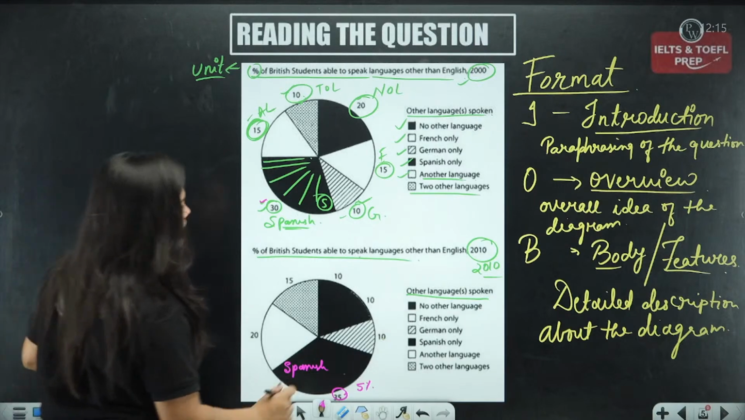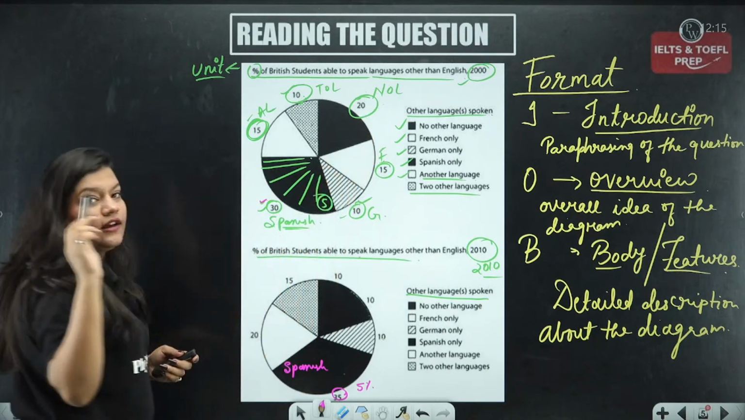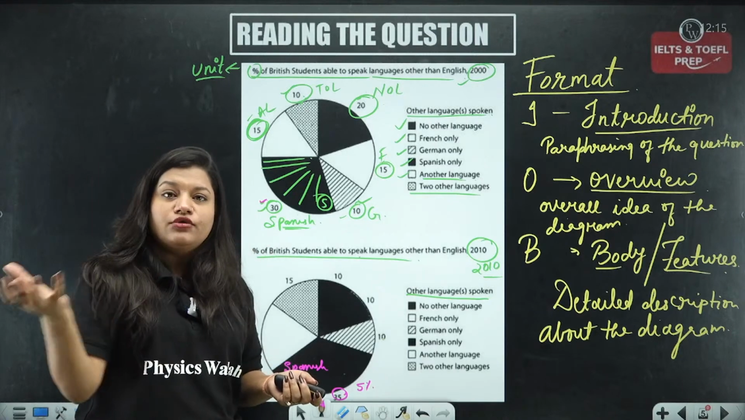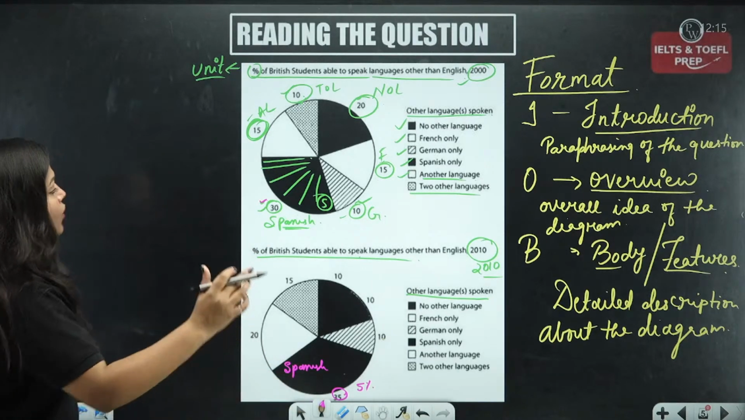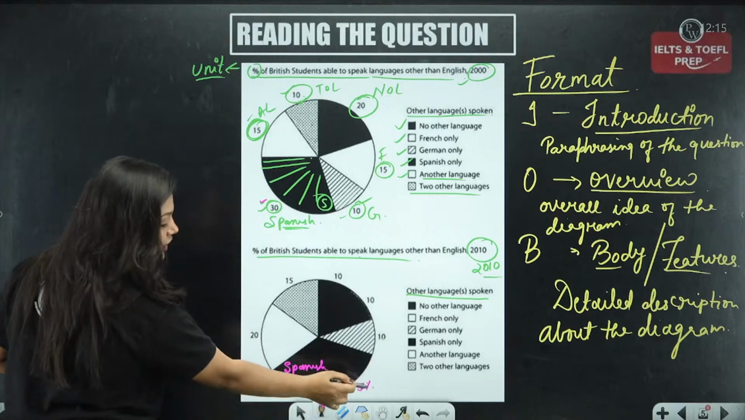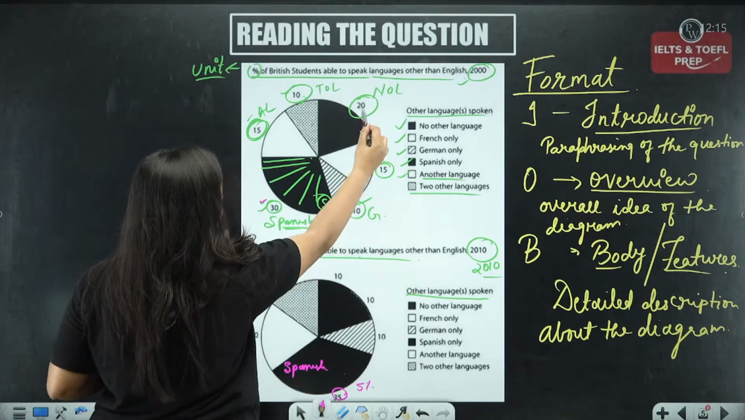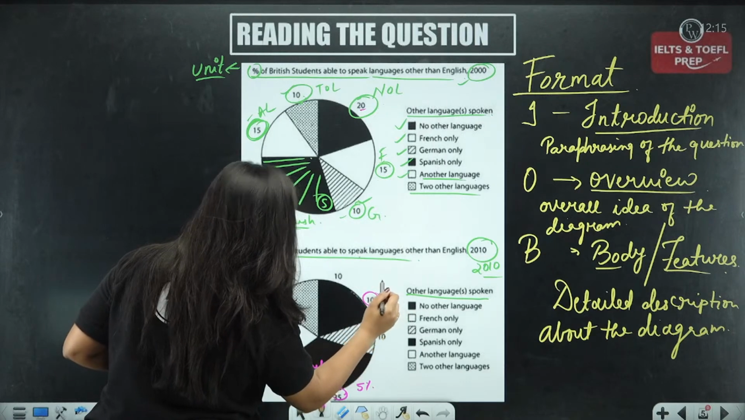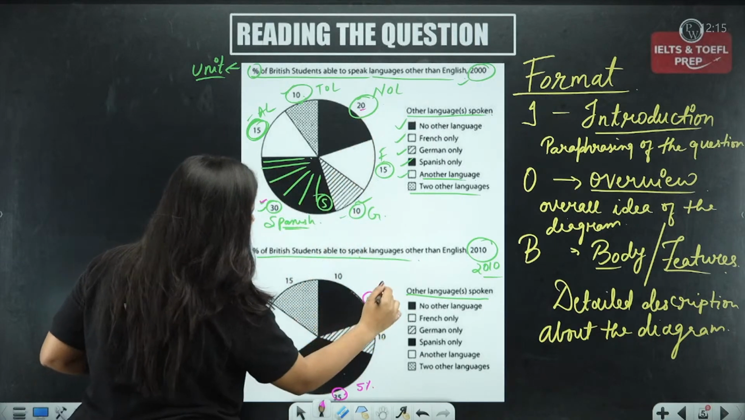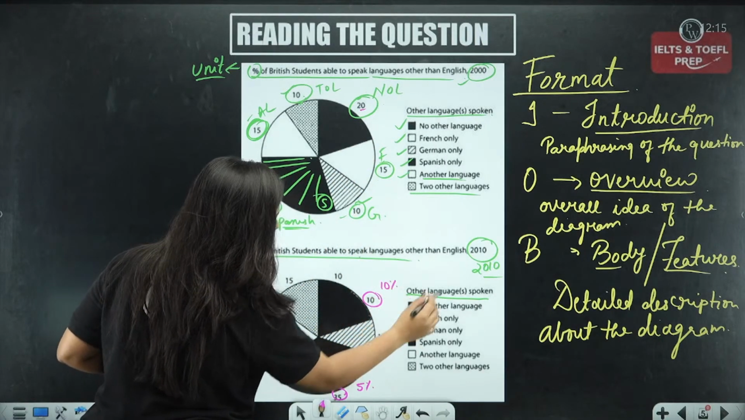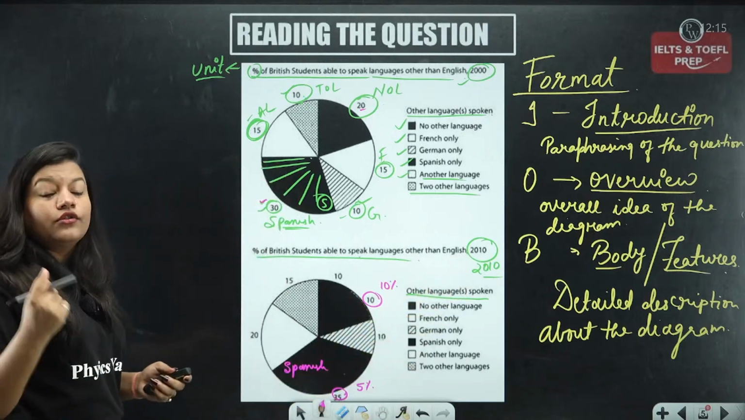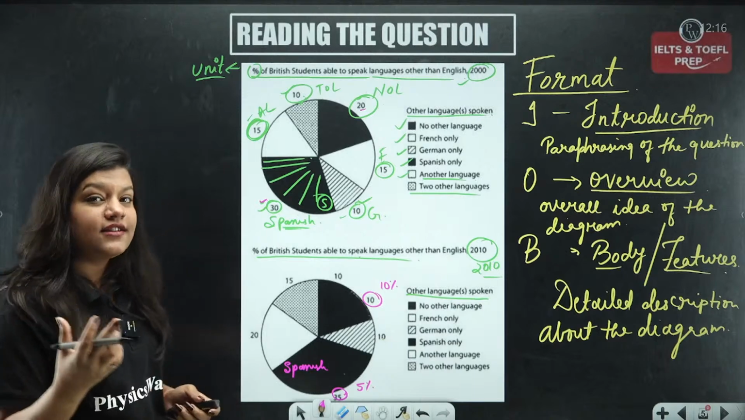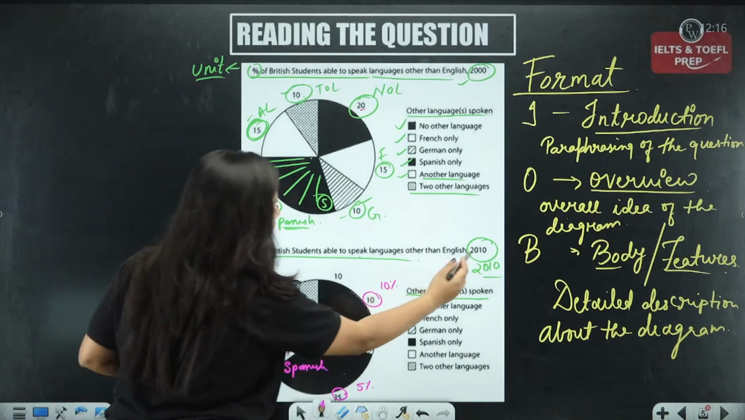Now, if I talk about no other language, I'm going in a descending order, from a higher value of number to the lower value of number. So what I did is 30, 35, it increased by 5% in 2010. Then no other language, which was at 20%, decreased. It was 20%, it decreased to 10% in 2010. So the students who were speaking no other language except English decreased by 10% in 2010.